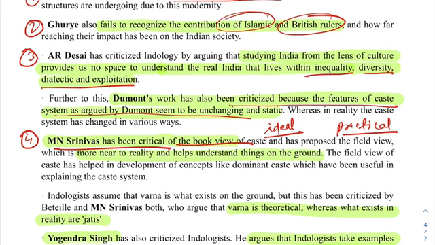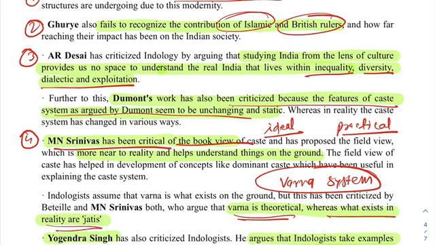Next thing, as we have seen, many ancient texts are talking about the Varna system. So for the Indologists, caste is the Varna system. But many sociologists like M.N. Srinivas and Andre Beteille believe that Varna is a theoretical concept, whereas Jati exists in reality. So what we study in text is different, and what we find on the ground is different. That is why they both criticize Indology.